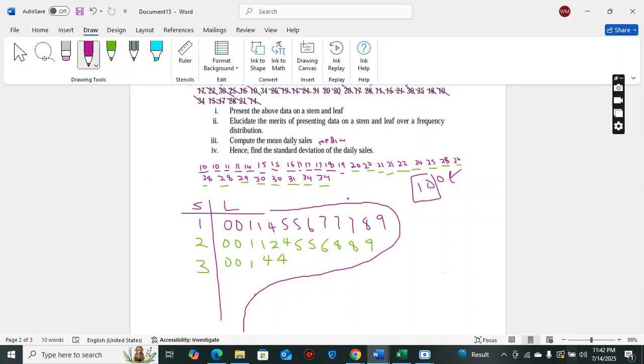Almost most of the salaries are on the lower side. These are the daily sales, yes, on the lower side. It doesn't follow a normal distribution, this one. If it was following a normal distribution, it would have been like this. So with this stem and leaf, you can get a picture of the distribution of the data.